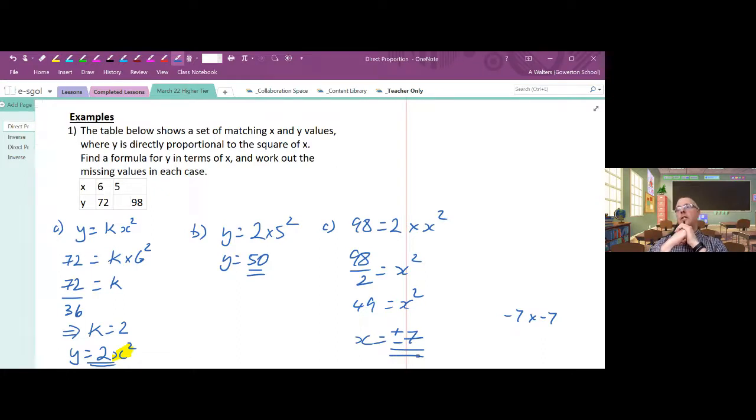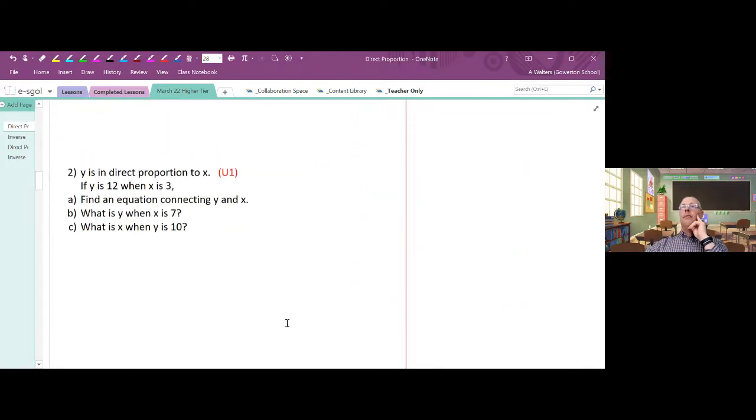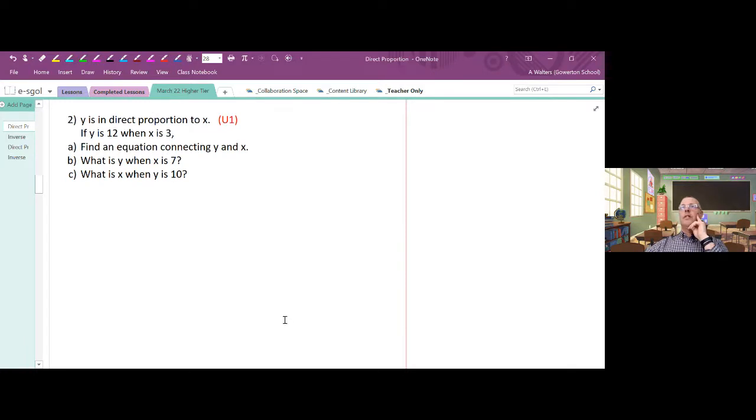Okay, there's two answers. 7 times 7 is 49. We've all known that. And minus 7 times minus 7 is also 49. And that's typical of a question that you would get in your GCSE non-calculator. There's a second one I'll show you, then you can try a few questions.